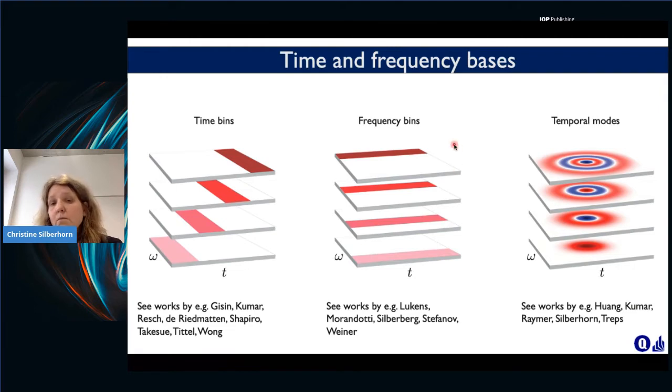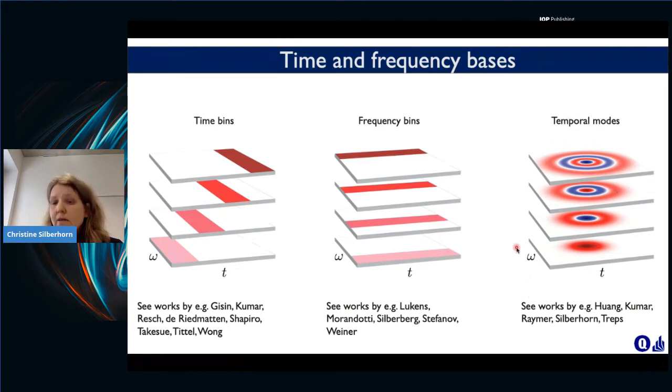Nowadays, people have also started more and more to use frequency bins. Well, there you use your encoding in frequency. Every individual frequency is one different coding of the alphabet. Now, one thing which we have been looking at for several years is a completely different, well, somehow different way of encoding information. And we use that and introduce these temporal modes.